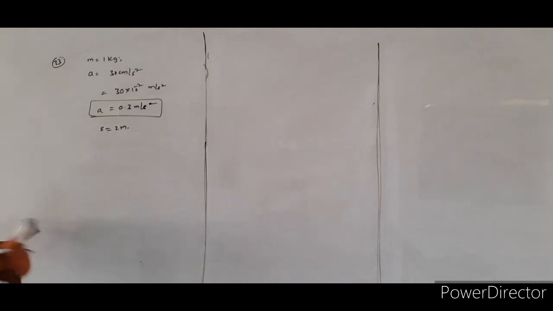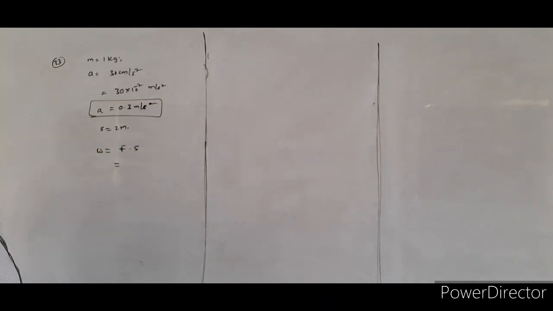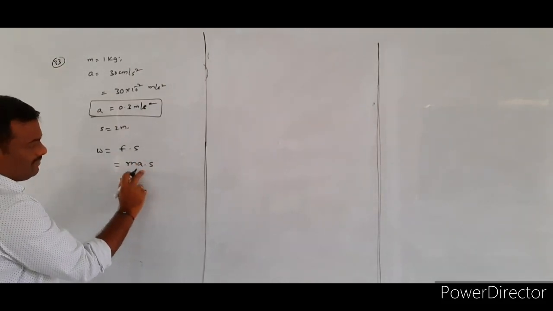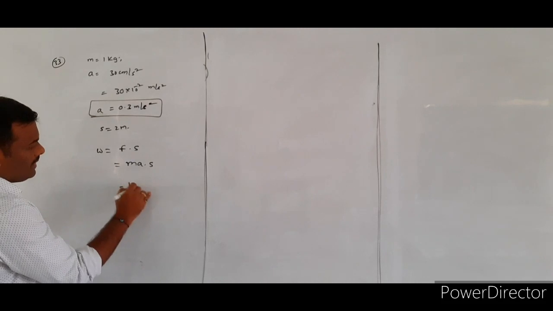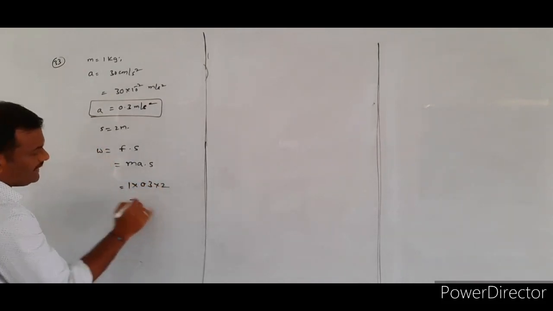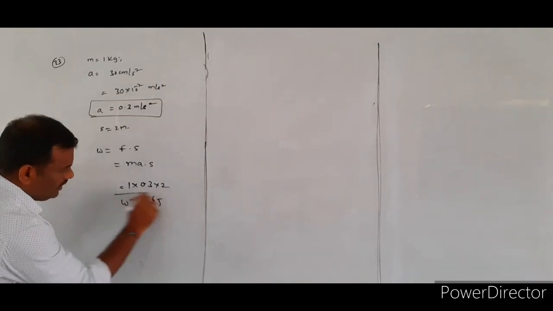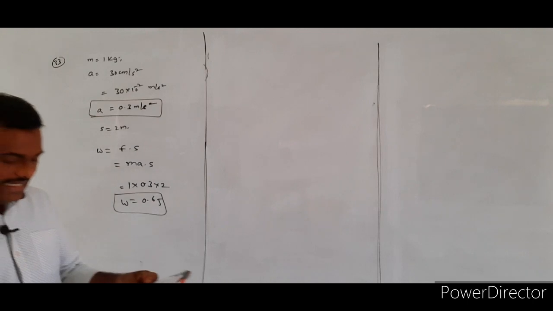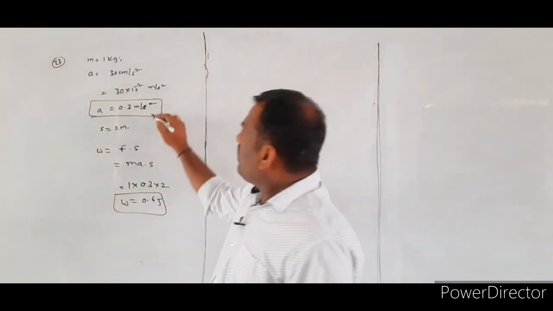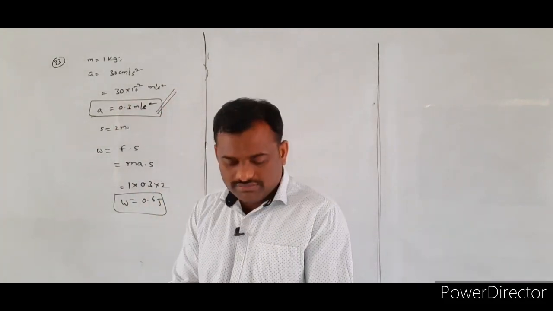Work done. So what is the basic formula for the work done? Work done is equal to force into displacement. From Newton's second law, force is equal to MA, so work done is MA into S. Mass is equal to 1, acceleration is equal to 0.3, displacement is equal to 2. Therefore, work done value is equal to 0.6 joules. So, we have to convert the data into the SI system. That was a very simple problem. Next one.